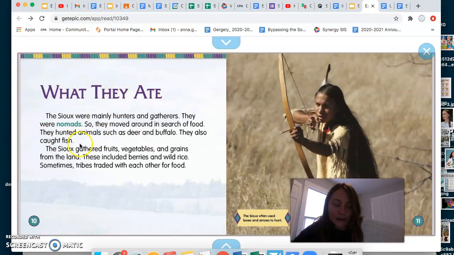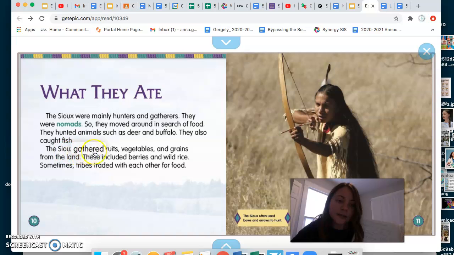What they ate. So get ready to write. There's a lot of resources on this page. The Sioux were mainly hunters and gatherers. They were nomads, so they moved around in search of food. They hunted animals such as deer and buffalo. They caught fish. Our new resource, an animal that we have not talked about yet, is deer. So you're going to write down deer for a resource, and then also write down fish because they ate fish that they caught from rivers.